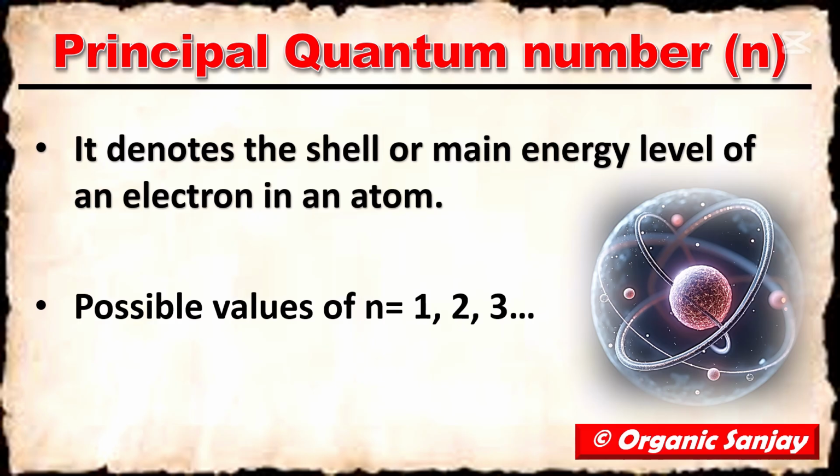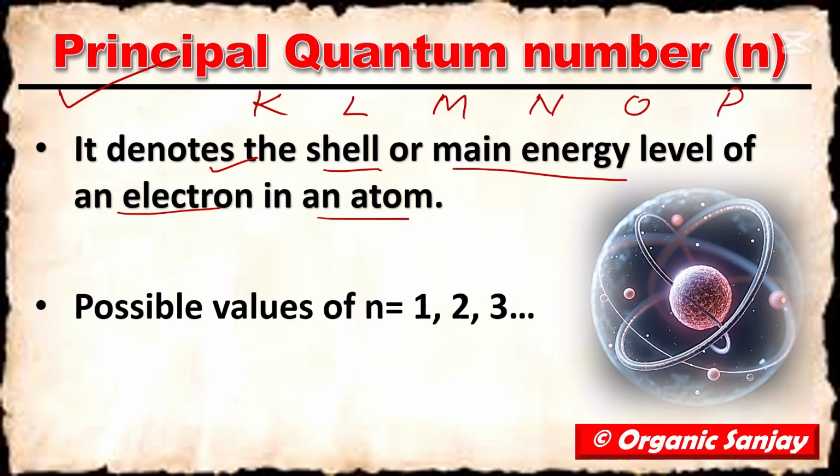Principal quantum number. It denotes the shell or main energy level of an electron in an atom. Generally we represent shells by letters like K, L, M, N, O, P. In terms of quantum numbers, we represent shells by the numbers 1, 2, 3, 4, 5, 6, and so on. So if the principal quantum number n is equal to 1, we are talking about the K shell or first shell. It means the electron is in the first shell.